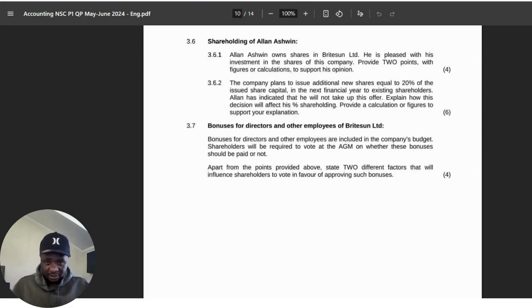Some of the things that will influence the shareholders. So the first thing is basically the working capital as well as the liquidity of the business. Because you don't want a case where you pay a lot of bonuses and then you lose liquidity to be able to take care of the other daily expenses because you spend money on bonuses. So there's that consideration.